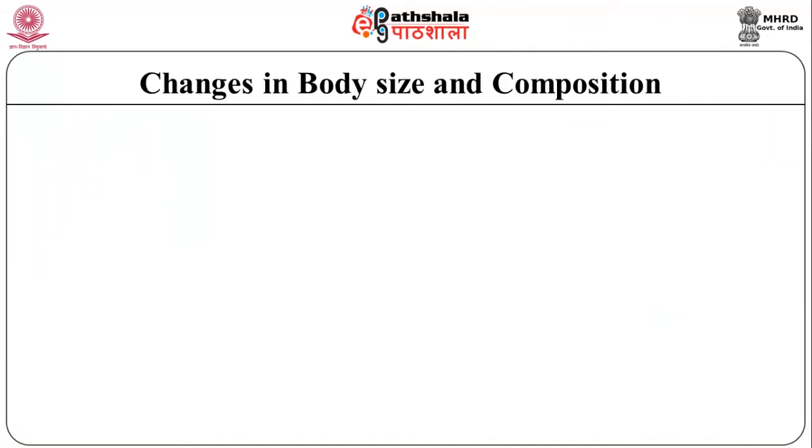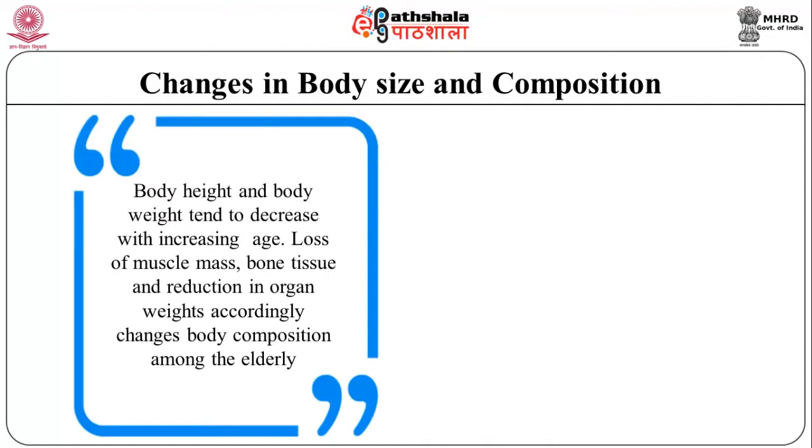There are changes in the body size and the composition. Body height and body weight tend to decrease with the increasing age. Loss of the muscle mass, bone tissues and reduction in the organ weights accordingly changes the body composition among the elderly. About 1 to 2% of the lean body mass declines and fat increases by 0.5 to 1.5% annually around the age of 30 years.